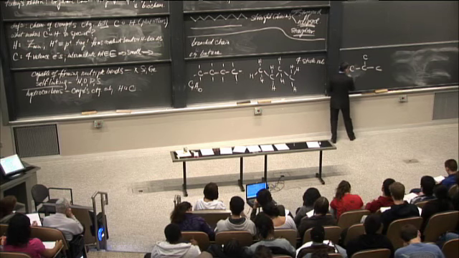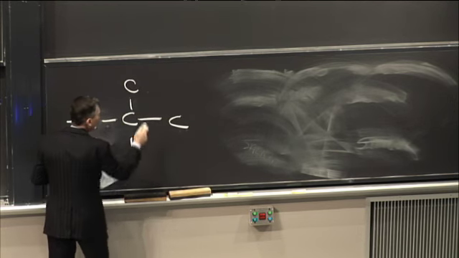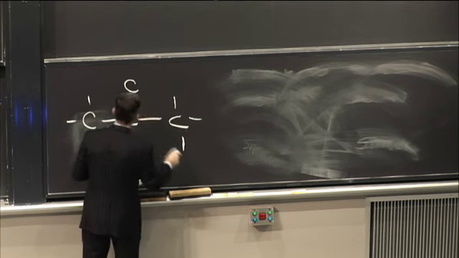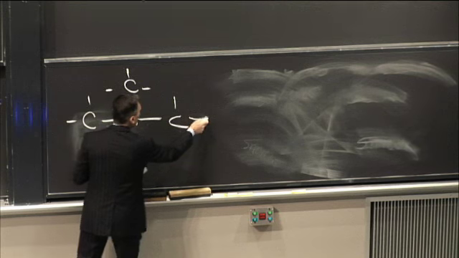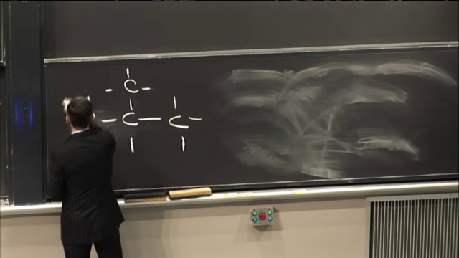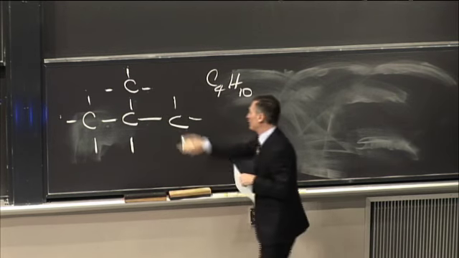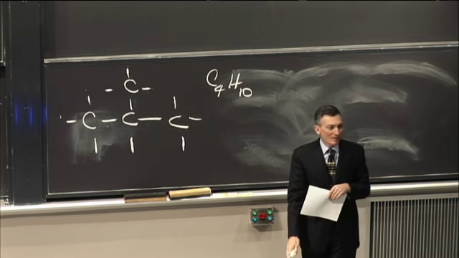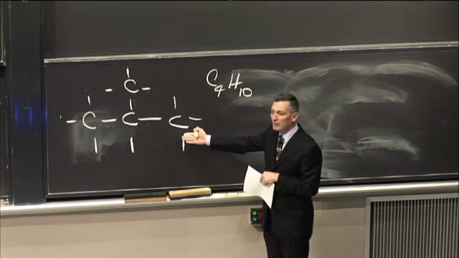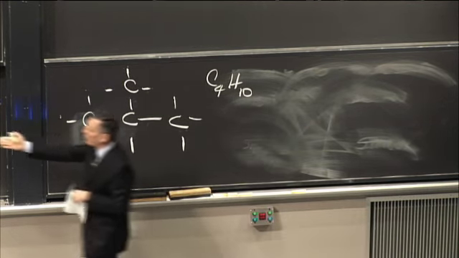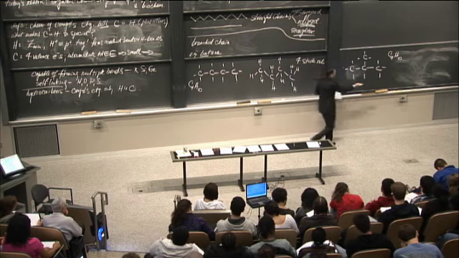So 4-stick rule. 1, 2, 3, 4. Now let's count the hydrogens. 1, 2, 3, 4, 5, 6, 7, 8, 9, 10. This is C4H10. But it's a different molecule. You can see with what you've already learned in 3091, this has a different dipole moment, doesn't it? It's going to have a different polarizability. But it's a C4H10.